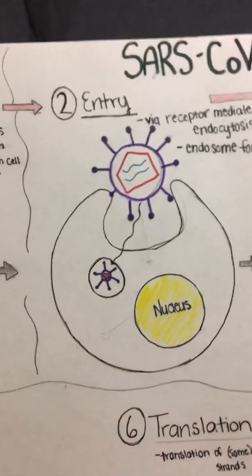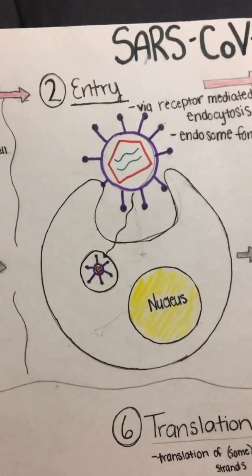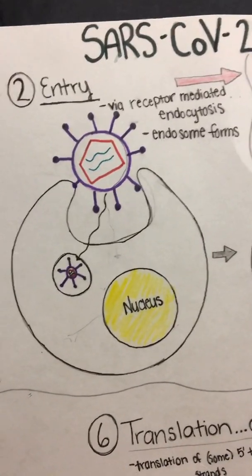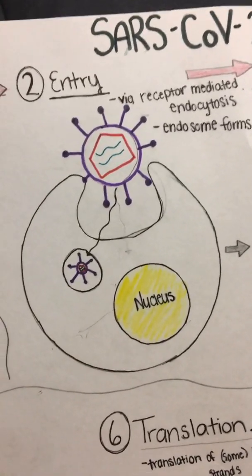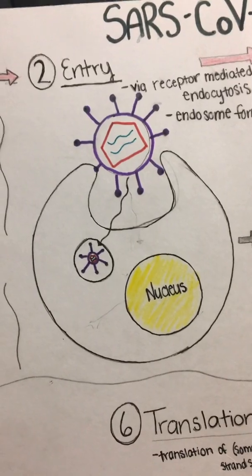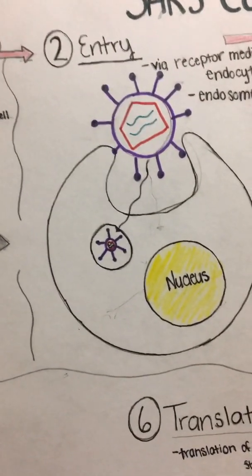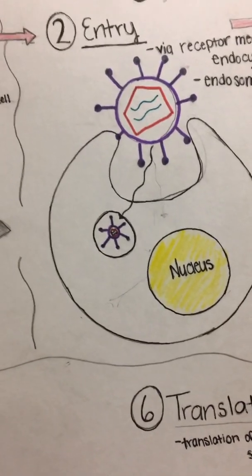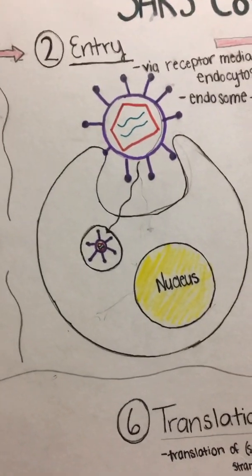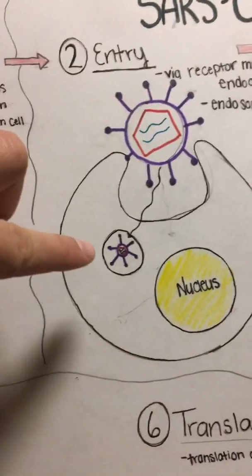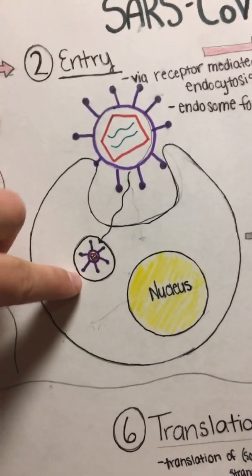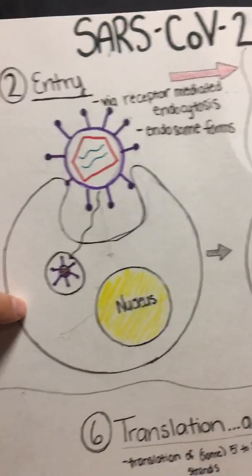So for step 2, I have entry. This cell, instead of going through fusion, goes through receptor-mediated endocytosis. What this means is that the virus, once it attaches to the ACE2 receptor, is going to be engulfed by the cell, and once it is engulfed, it creates what's known as an endosome. So that is what happens here.